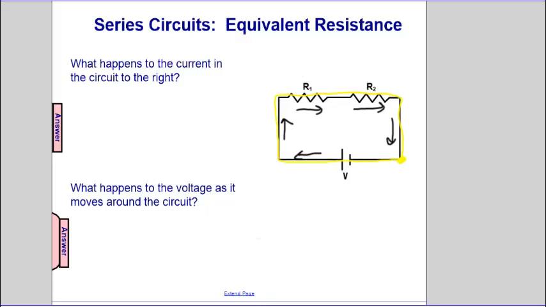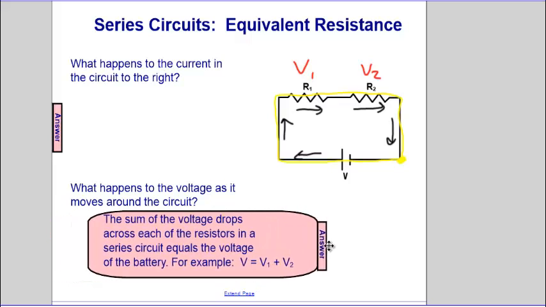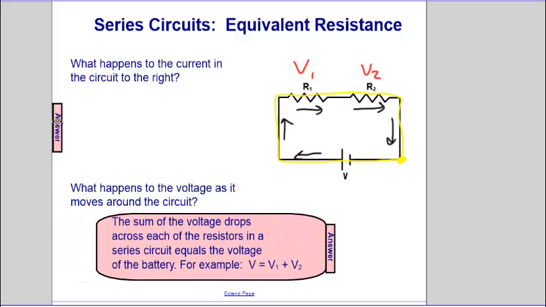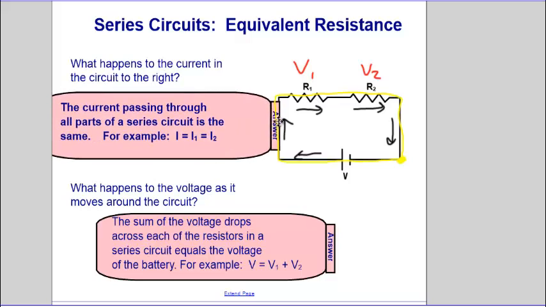If we refer to the voltage across R1 as V1, and we call that one V2, the sum of your ups, V of the battery, would be equal to the sum of your downs. So V equals V1 plus V2, and I everywhere is the same. So now sometimes when I teach this, I'll say in a series circuit, current is king.